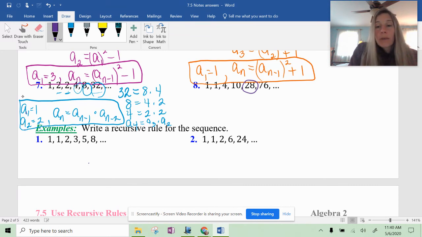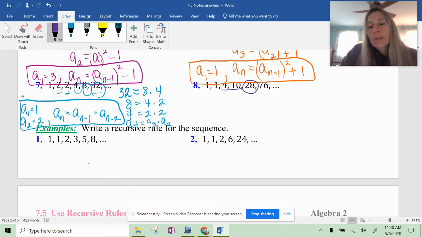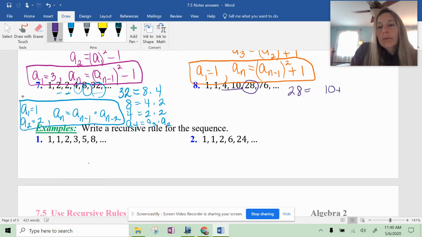So let's see. If I add 10 and 4, I get 14. And I know 14 doubled is 28. So maybe I can play around with that. So to get my 28, I can take the 10 plus the 4 and multiply it by 2.